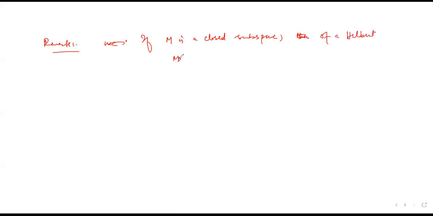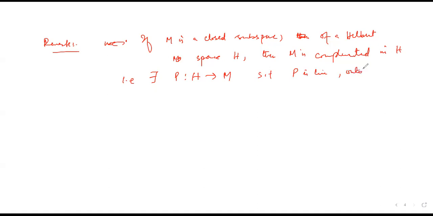So there is a remark: we can always define a projection. The projection theorem we get from this. So remark: if M is a closed subspace of a Hilbert space H, then M is complemented in H. We wrote the same thing above, but complemented in H means now there exists a P that is a projection from H onto M such that P is linear, onto, continuous and P composition P is equal to P. You can do that easily because H can be written as M plus M perp.